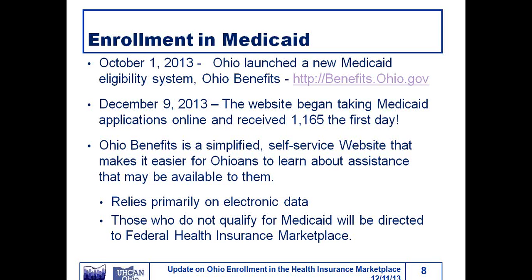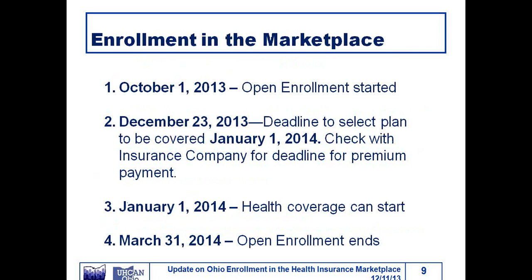One of our staffers here enrolled somebody on the website today and said it was really easy to use. It's a simplified self-service website that makes it easier for Ohioans to learn about what's available and to sign up. What's good about it is that you don't need to submit a lot of paper verifications. They rely primarily on electronic data, and only if they can't verify your basic facts and income electronically will they ask people for additional information. Anybody who doesn't qualify for Medicaid will be directed to the federal health insurance marketplace.